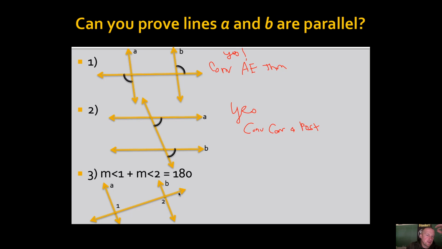But can you prove that they're parallel? No. Again, it doesn't mean they're not. They could be. Angle 1 and angle 2 need to be congruent. We don't know that. So we don't know if angle 1 and angle 2 are congruent.